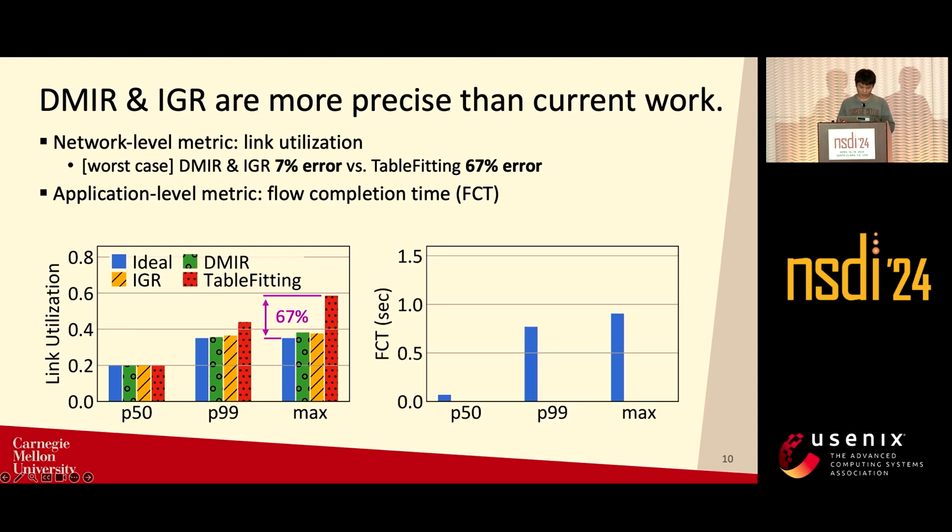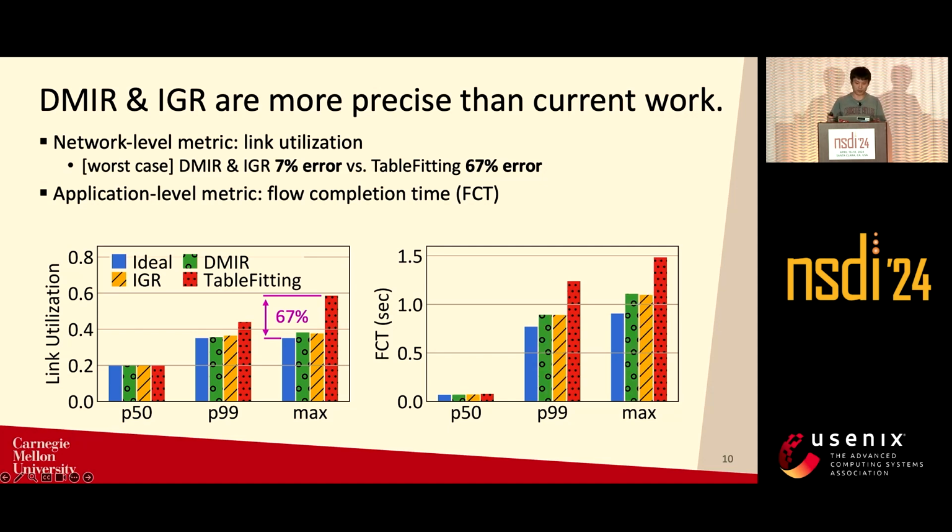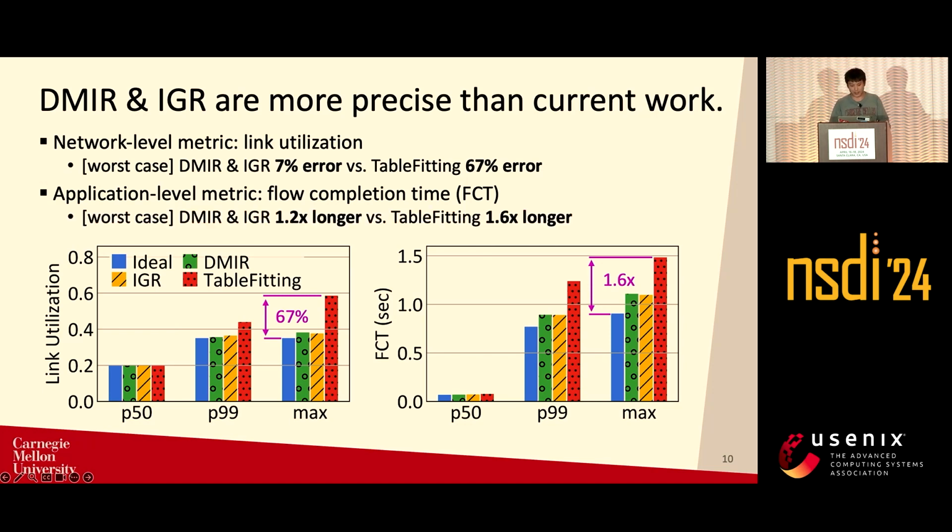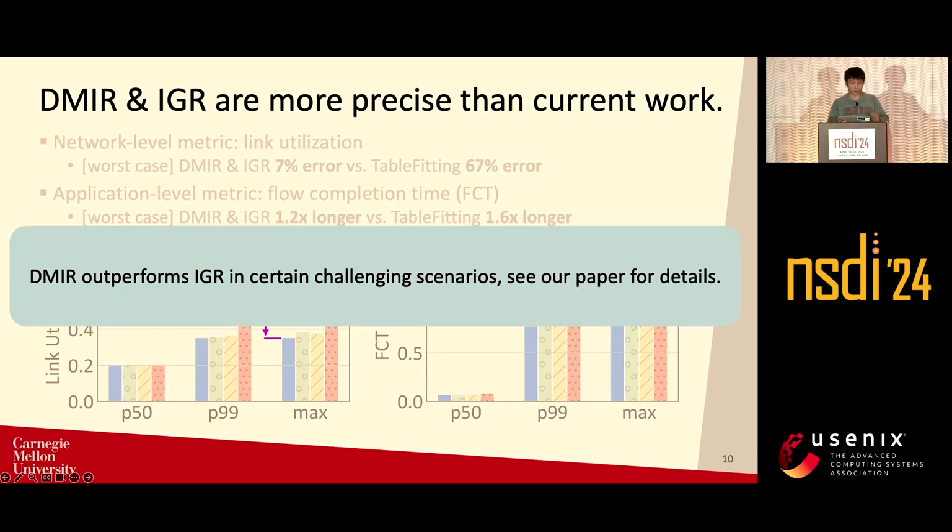On the other hand, if we look at the application impact, the right-hand side figure will show that. It's in the same network setting, same network scenario, and we again compare with table fitting. DMIR and IGR fall in between, and if you look at the worst case, table fitting can see up to 1.6 times longer flow completion time, whereas DMIR and IGR only see 1.2x longer flow completion time. And of course, this is just one example. DMIR can outperform IGR in certain challenging scenarios. Please see our paper for more details.